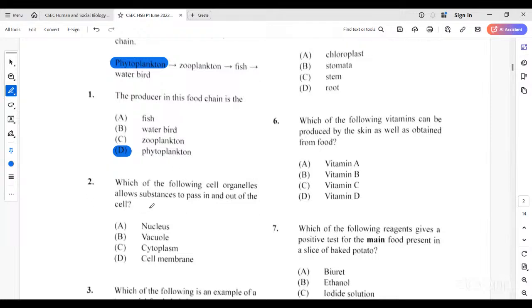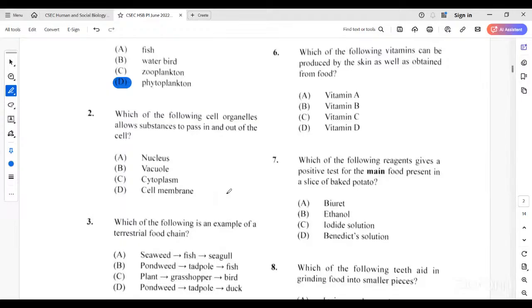So number 2, which of the following cell organelles allow substances to pass in and out of the cell? Straight away, looking at these organelles, the nucleus is responsible for controlling the cell. The vacuole stores something like cell sap. The cytoplasm is a nice fluid that all the organelles sit in. The cell membrane is basically the fence of the cell. So that is the one that allows things to pass in and out of the cell.